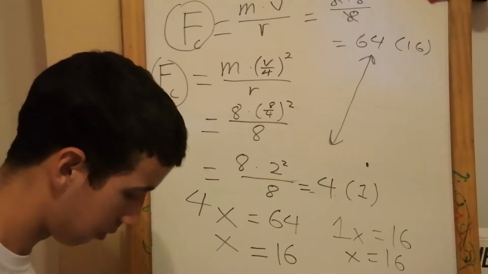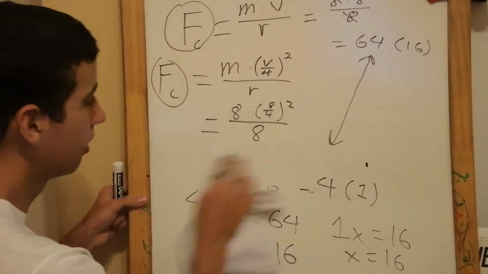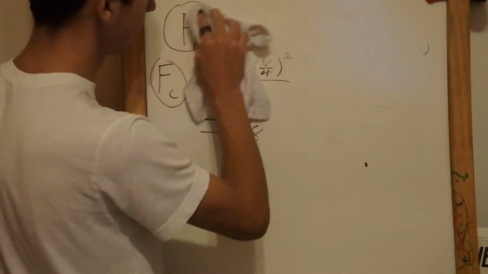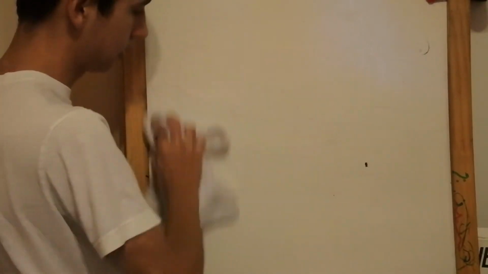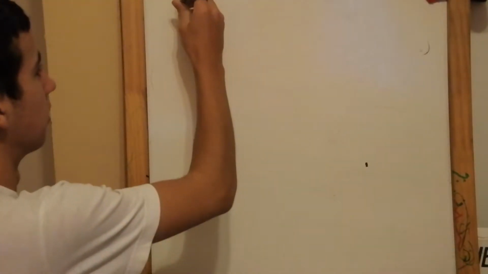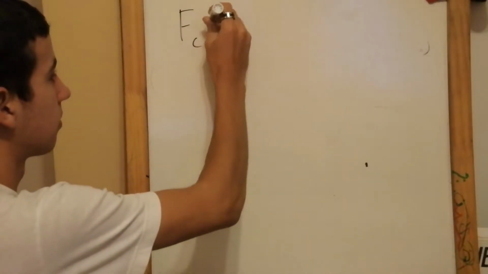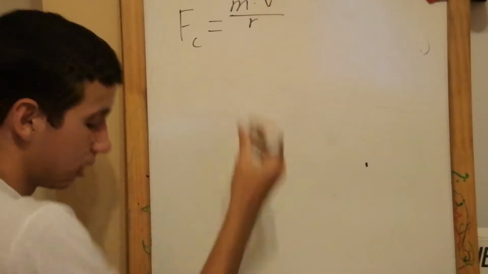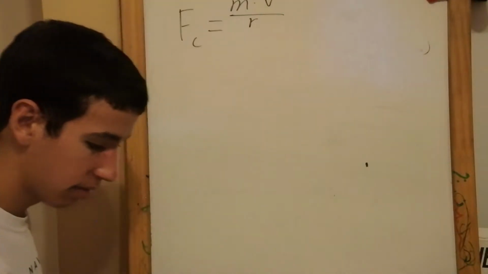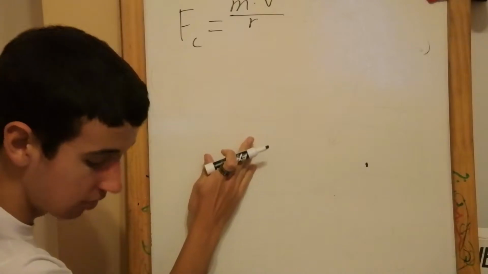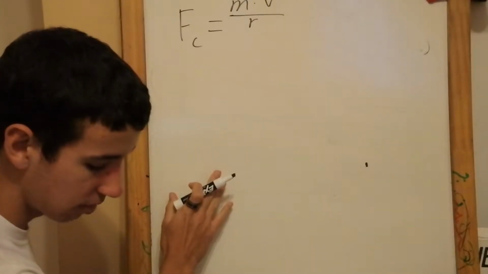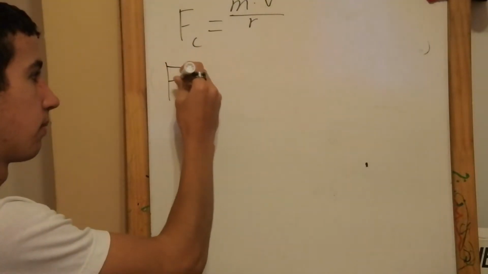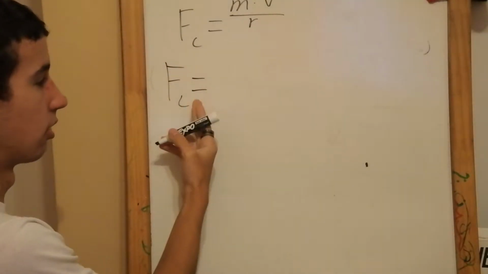Okay, let me do the last one real quick. Hopefully this will clear it up if you have any confusion. I'm going to write the control equation back up. So, the radius increases by 10 times, the mass decreases by 3 times, and the velocity is held constant. Okay, so this is our modified equation.